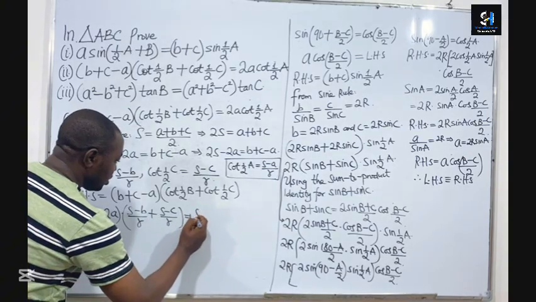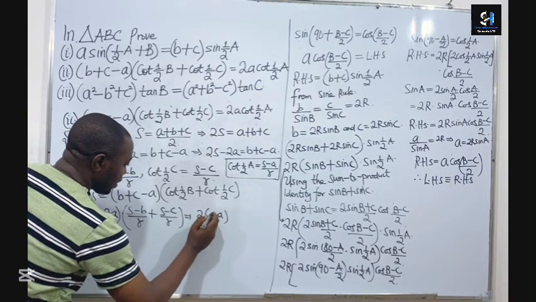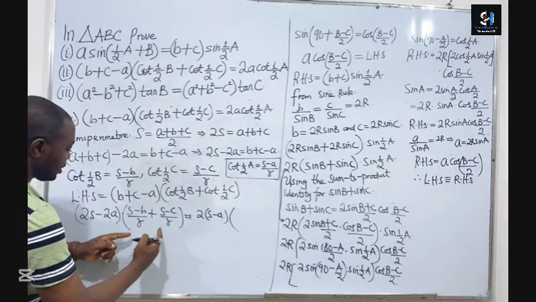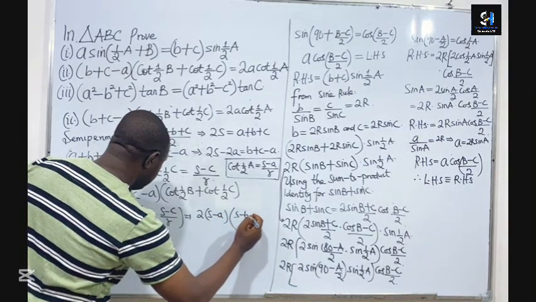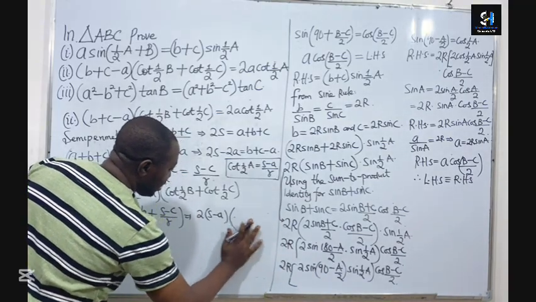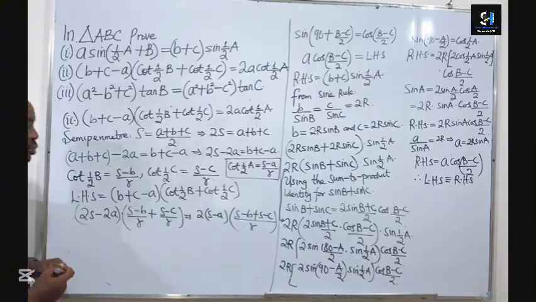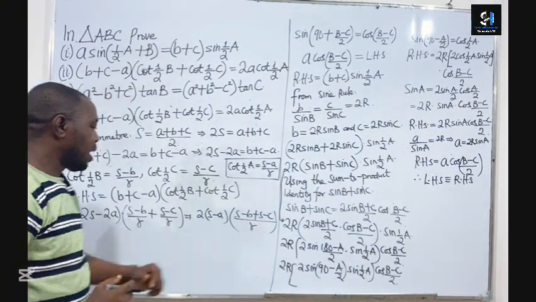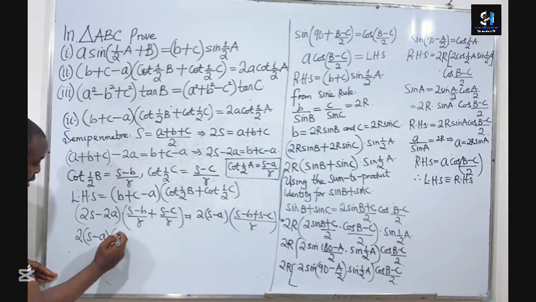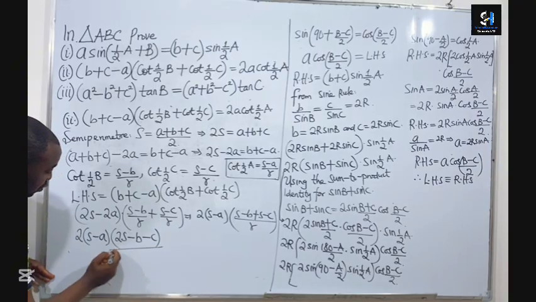We add this together. So let me factor out 2 in this case. So we have 2 parentheses S minus A, then multiply by, when we add this together, this will be S minus B plus S minus C over R, common denominator, so that this will be 2S minus B minus C over R. So we have 2 parentheses S minus A multiplied by 2S minus B minus C over R.